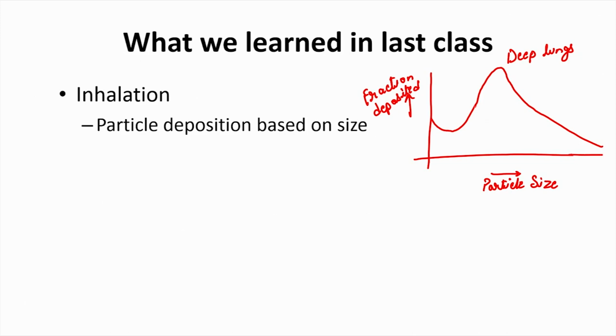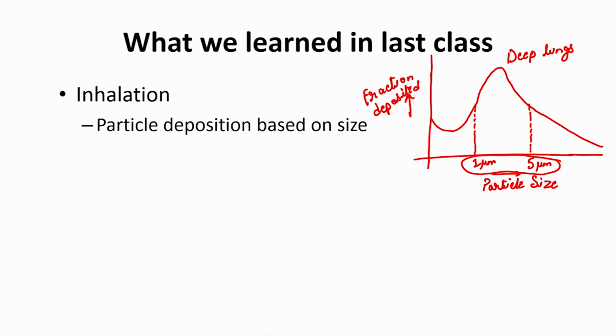we see that anywhere between 1 to 5 micron, so this is micron, we get quite a high deposition, and anything above that we do not get much deposition in the deep lung, anything below that we also do not get much deposition in the deep lung. So, this is the optimal range for let us say polymeric particles, and I will come to that again in a moment. And we discussed why this is the case.